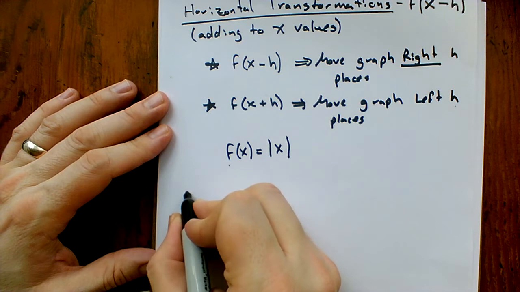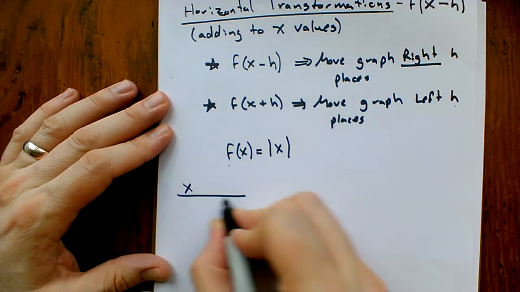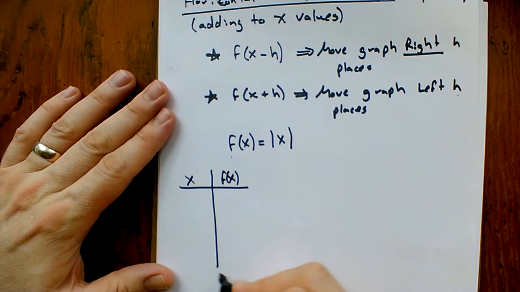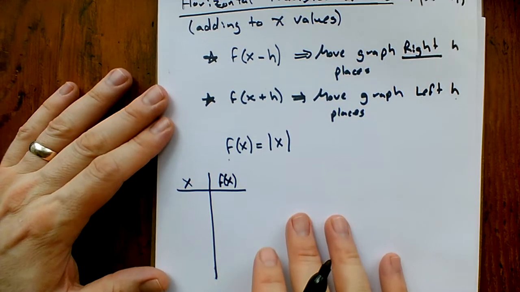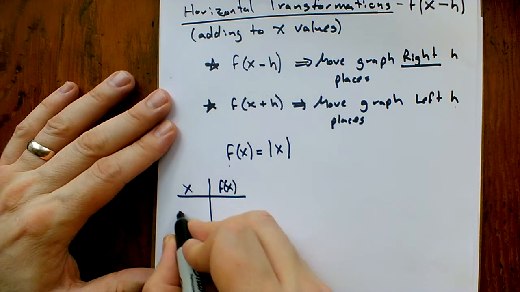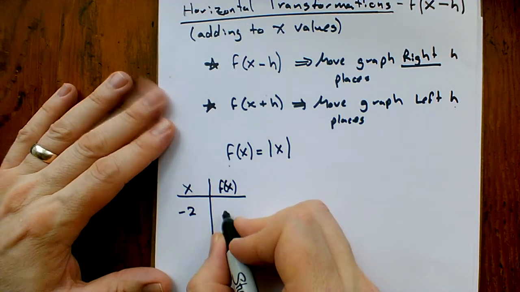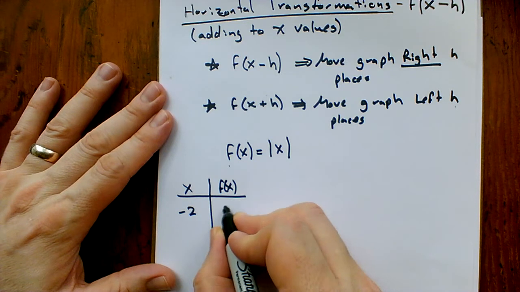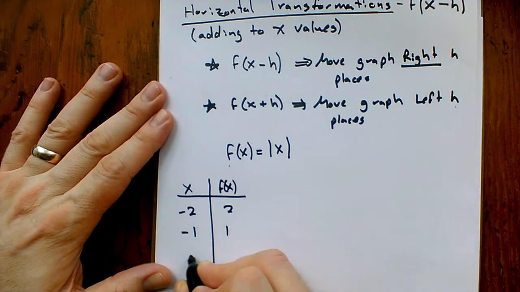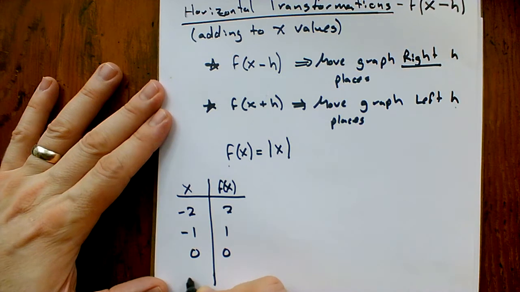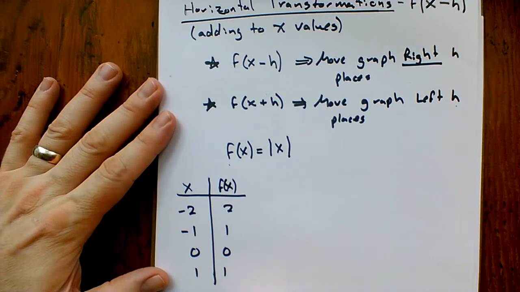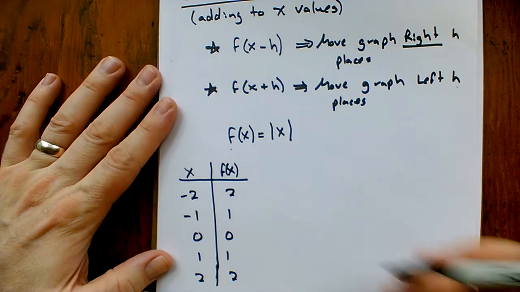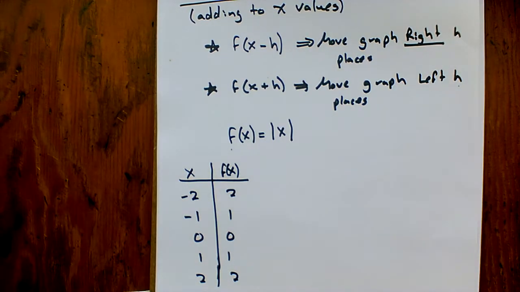So if I were to do something like have my x and my f of x, it'd be really easy to see that the absolute value of negative 2 is going to be 2. The absolute value of negative 1 is going to be 1. Absolute value of 0 is 0, and so on. Then 1 would be 1, and 2 would be 2.